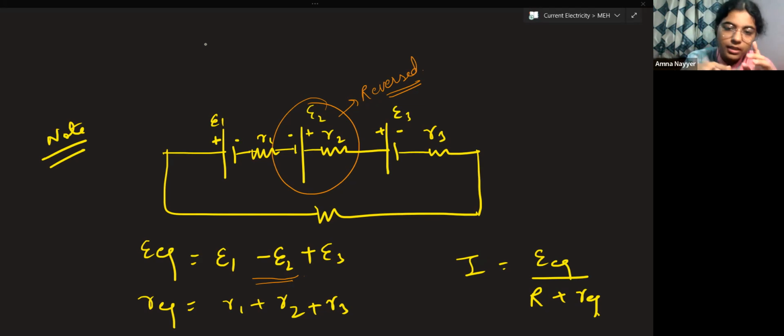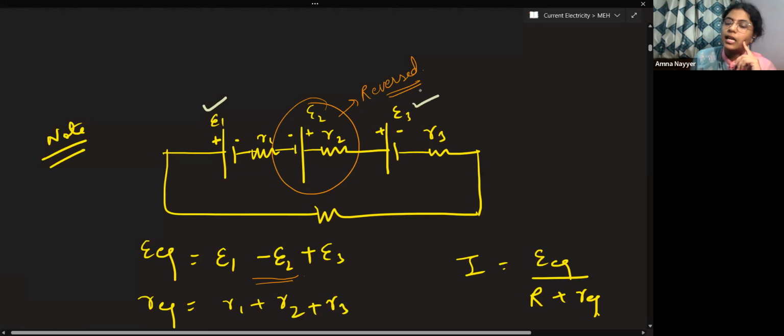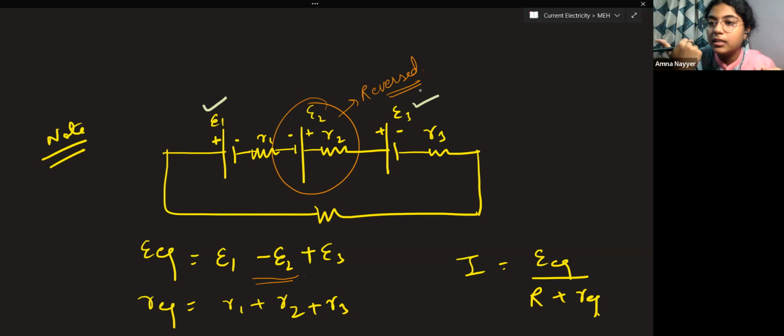How is it reversed? It is reversed in the sense, see Fahad, positive terminal, negative terminal. The positive terminal you can see towards your left hand side, and the negative terminal towards the right hand side. This is the way E1 and E3 have been kept. If you see E2, how it is kept, the positive terminal is facing the opposite side, that is the left hand side, and the negative shorter terminal is facing towards the left hand side.